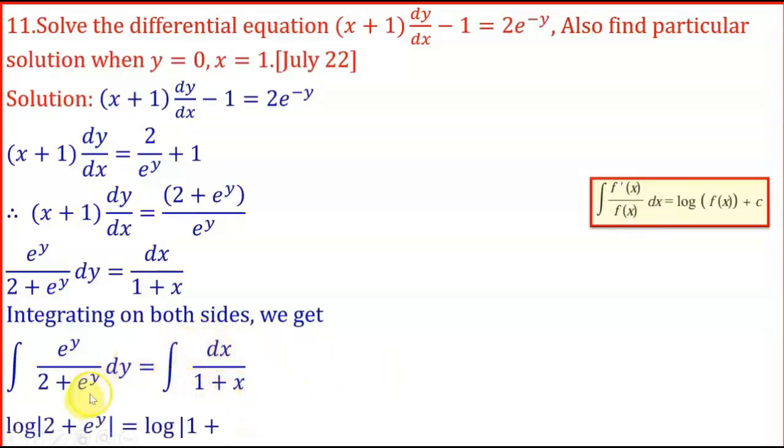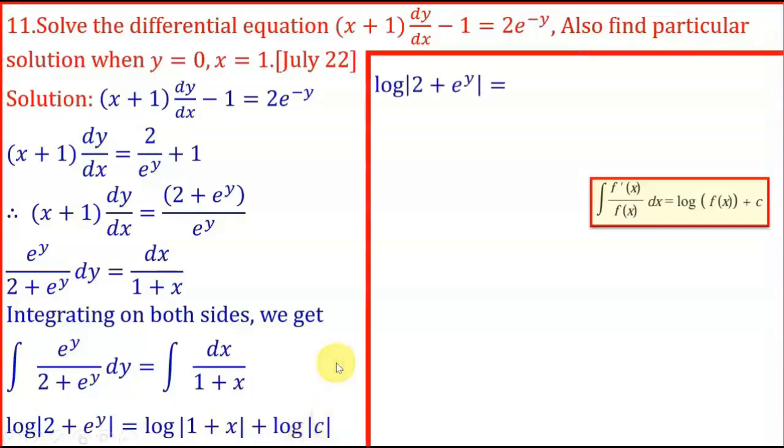And hence, the integral is log of mod of 2 plus e raised to y is equals to log of mod of 1 plus x plus log of mod of c. We have taken this constant also in terms of log form. Okay. For the next simplification, log of mod of 1 plus x plus log of mod of c is nothing but the product of these two. Log of m plus log of n is nothing but log of m into n. Similarly here, log of mod of c into in bracket 1 plus x. Now taking antilog on both sides, or all log get cancelled on both sides. 2 plus e raised to y is equals to c in bracket 1 plus x.